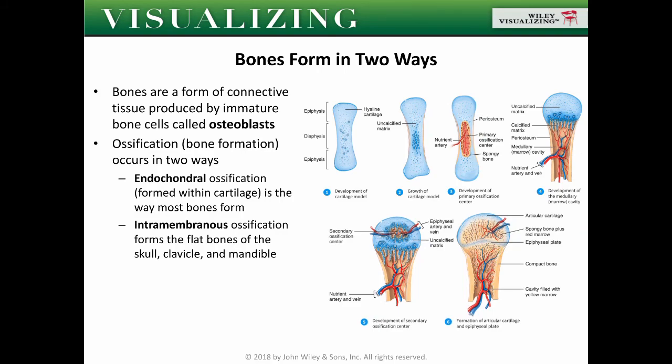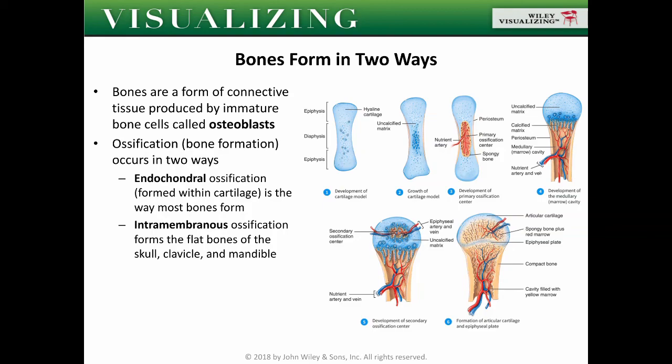Now, the formation of the bones. The bones are formed of connective tissue produced by the immature bone cells called osteoblasts. Ossification, also known as bone formation, occurs in two ways: endochondral and intramembranous. Endochondral ossification: endo means inside, chondral refers to cartilage. This is the usual way bones form. Basically, you first form the cartilage and the bone is formed within the cartilage.